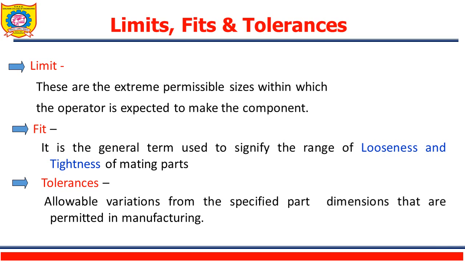Then tolerances. The allowable variations from the specified part dimensions that are permitted in manufacturing are called tolerances. The tolerance is the algebraic difference between the maximum limit and minimum limit of a hole and a shaft. The tolerance can also be specified as the difference between the upper deviation and lower deviation, and it has an absolute value without any sign. So these are some technical definitions we are going to learn in the next part.